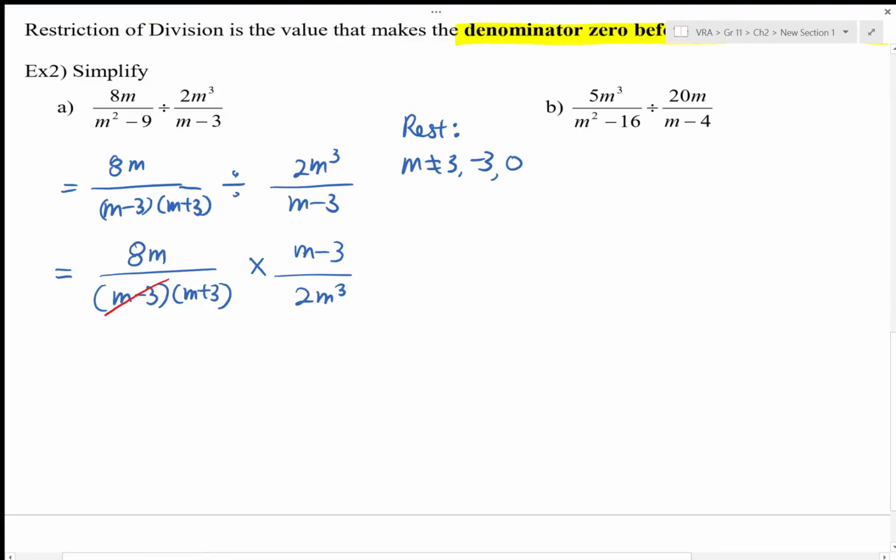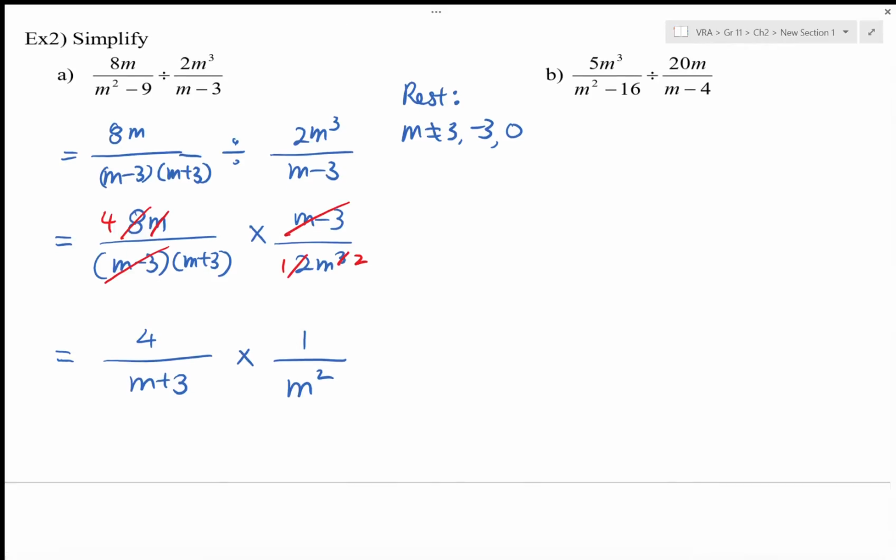So we have m minus 3, m minus 3. We have 8 and 2, so that's 4 and that's 1. Now m goes away, so that should be 2. So your final answer then is 4 over m plus 3 times 1 over m squared. At the end it becomes 4 over m plus 3 times m squared, and that's completely fine.